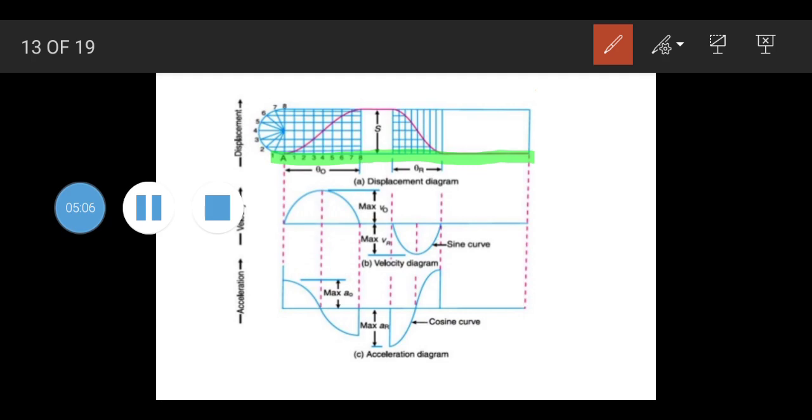So we will divide the line into a number of strokes. This is the part of the line for the outstroke and return stroke. Now coming to the next, we draw a vertical line. We have to draw a vertical line to give the lift of the stroke. This is the displacement, the lift of the stroke.